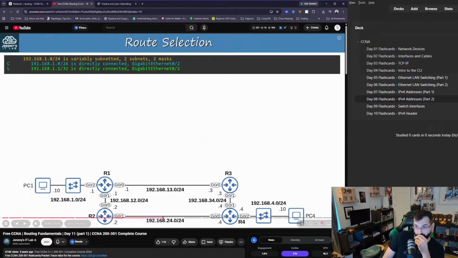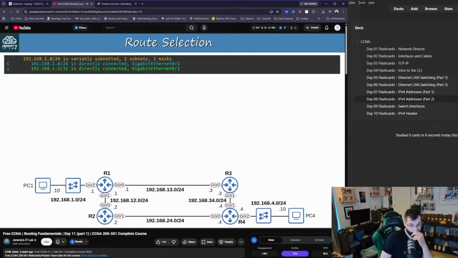Okay, we looked at those connected and local routes that were automatically added to R1's routing table when we configured IP addresses on its interfaces. Now let's look at another fundamental concept, route selection. So R1 has a connected route to 192.168.1.0/24 and a local route to 1.1/32.